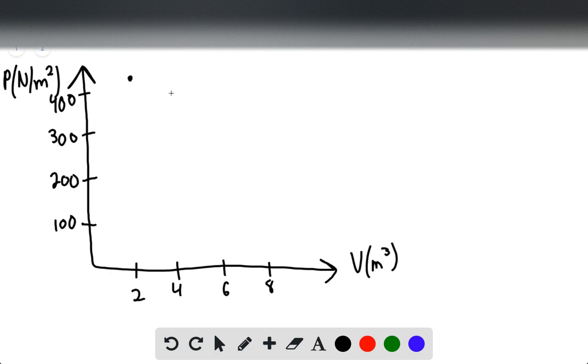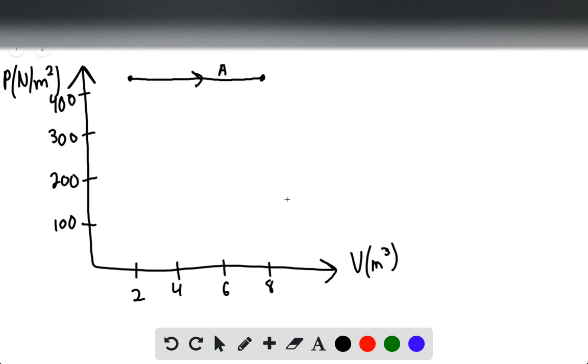And then this is an isobaric process, so pressure does not change, and we're expanding from 2 to 8 cubic meters. So it's about here, and we can just draw a line, draw an arrow, and then we can label this A. So this is all we know at this point.